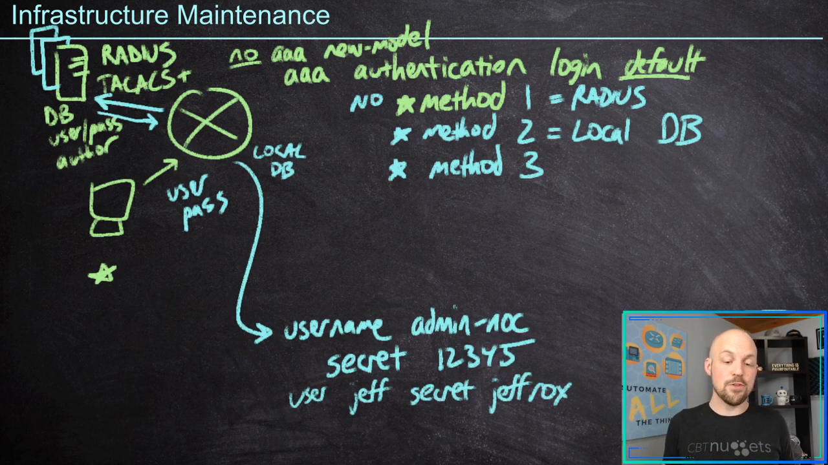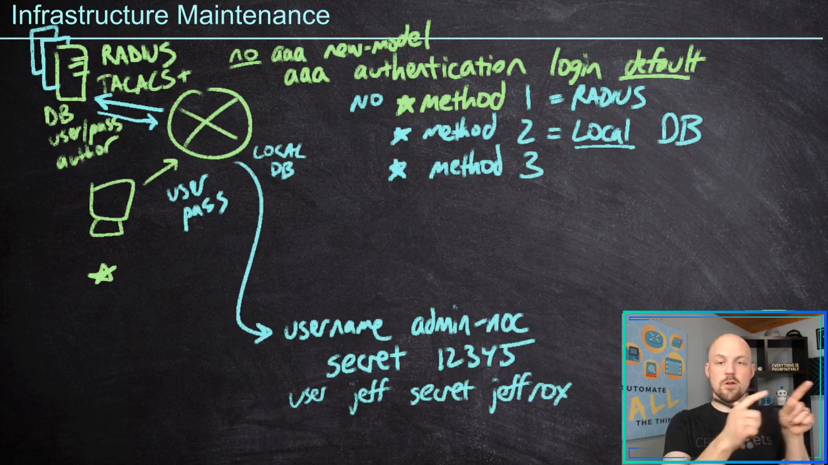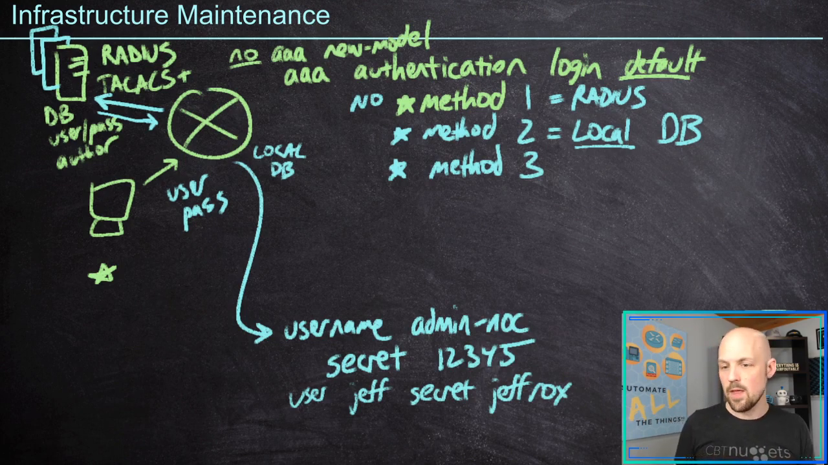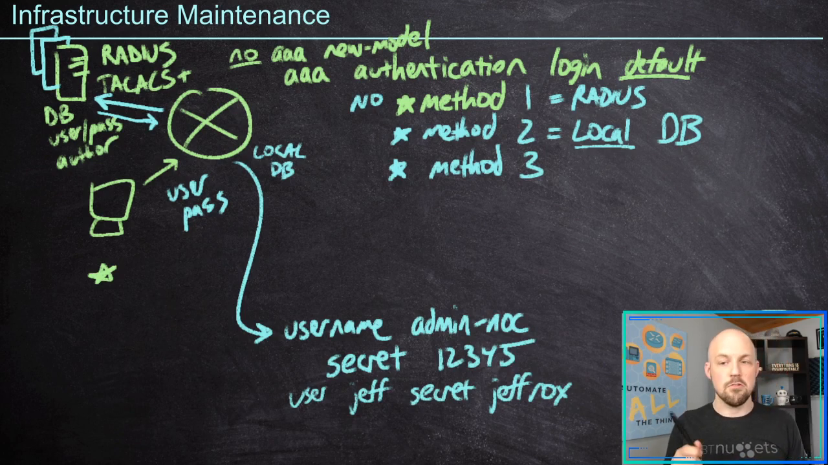So I've got multiple usernames within this database. If I say local as my second method, that would be the backup for if the first method fails. If I reach out to the RADIUS server and it's not available, I don't get a response back, the network's down, whatever the situation is, now the router will check method number two, and maybe I've got local as an option.